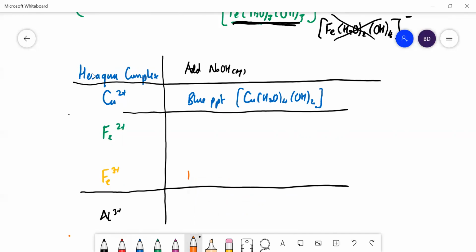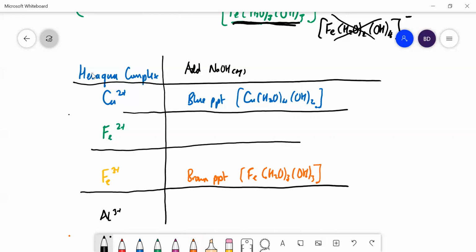So you get a brown precipitate of iron(III) hydroxide, Fe(H2O)3(OH)3, and nothing else happens. It's the end of the story. With the iron(II), it's a little bit more complicated, right? Iron(II), you get a green precipitate.